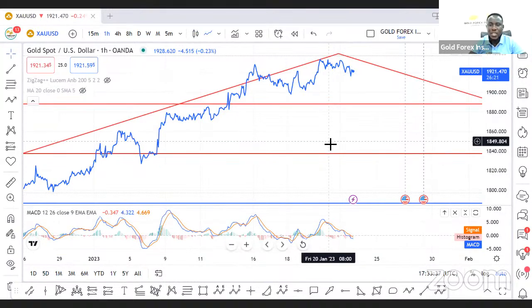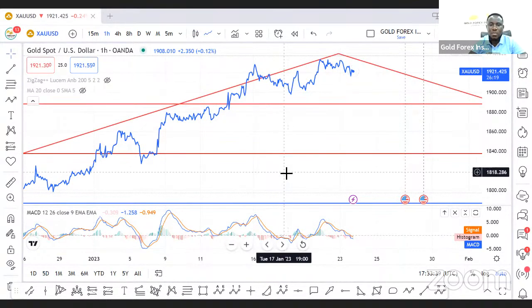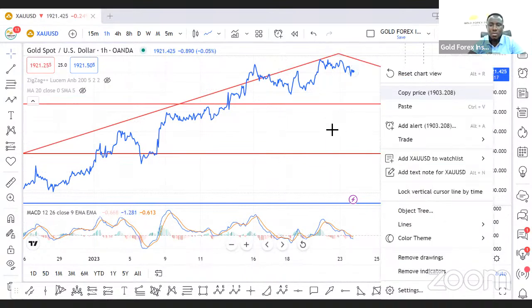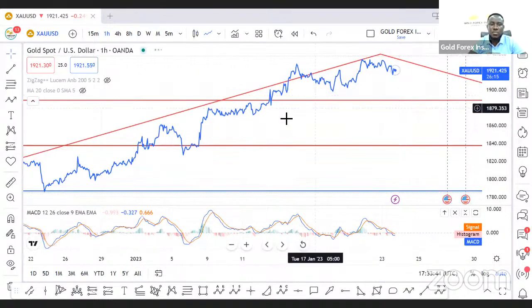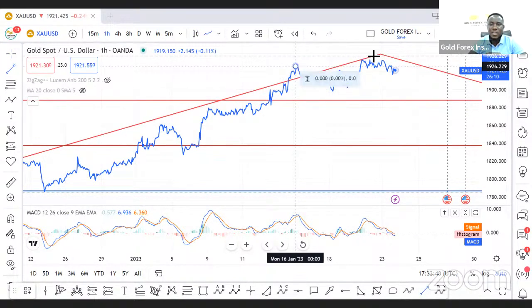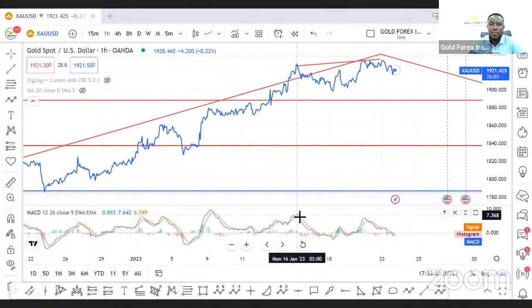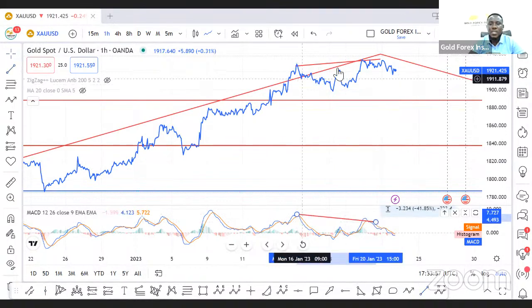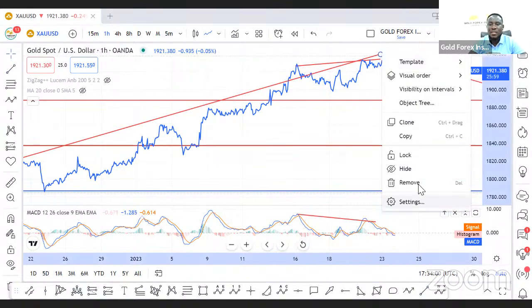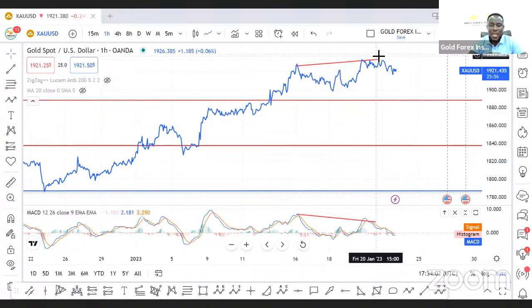Okay, so there is price action. Now, you can see that there is divergence here. This is giving us a higher high, but this one is giving us a lower high, so there is divergence.